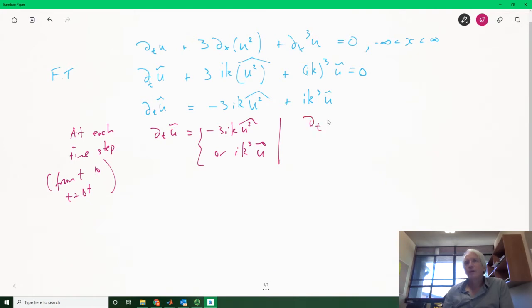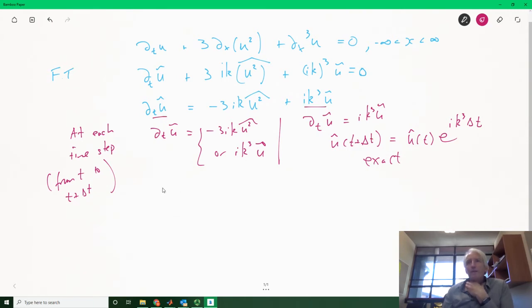We know how to do that, d by dt, and we're in Fourier space here. So u hat of t plus delta t, if we advance it by a small time step, is just going to be equal to the solution at time t multiplied by e to the i k cubed delta t. So that's how we solve it exactly. That's the exact solution, but it's only the exact solution for this part.